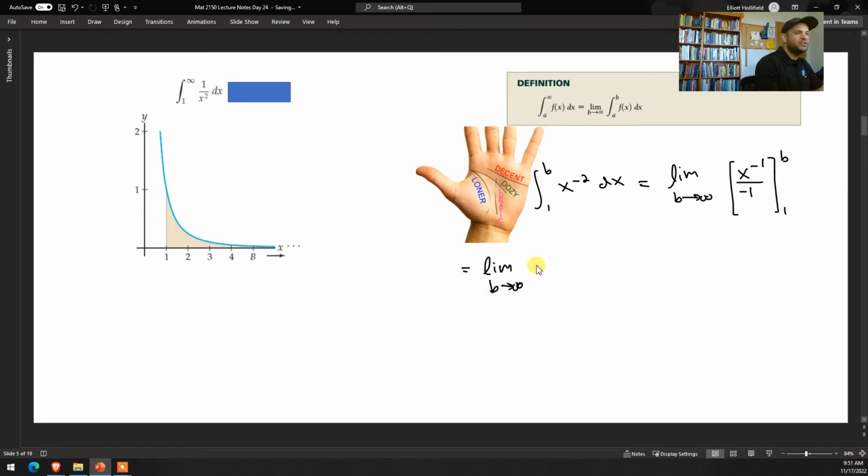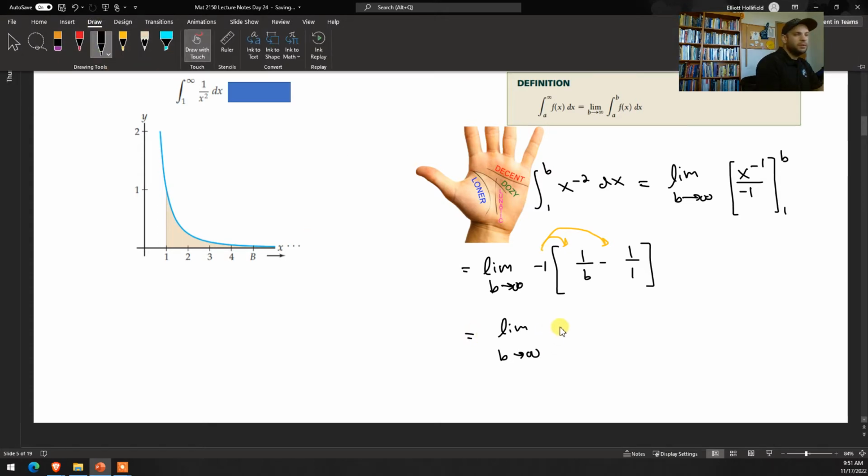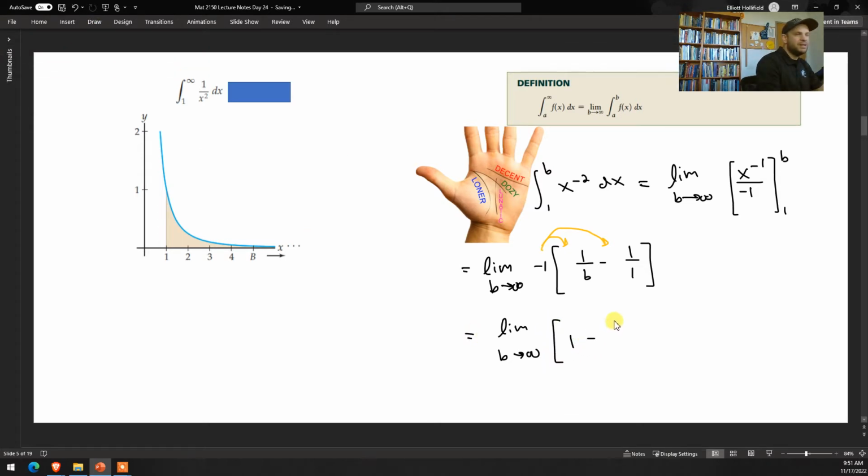Now we can do the evaluation. Let's bring this negative out front. And we get 1 over b minus 1 over 1. Let's simplify one more time. Let's distribute this negative sign to both of those terms. And let's see, we get 1 minus 1 over b.